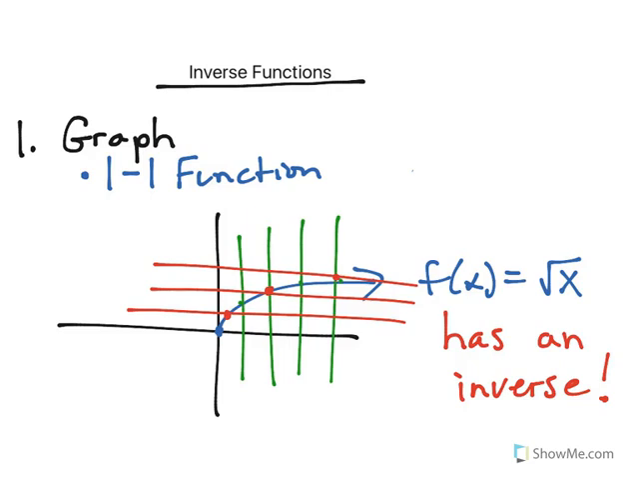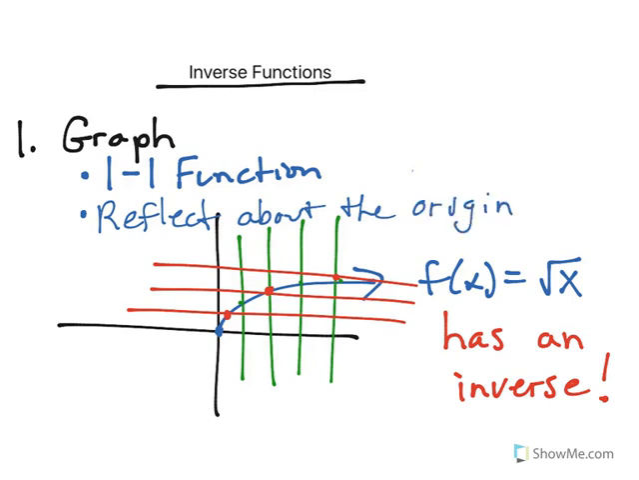So just a quick recap. A graph will have an inverse if it's a one-to-one function. And what I'm going to add to this is also that inverses reflect about the line y equals x.